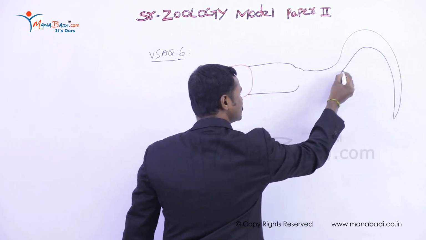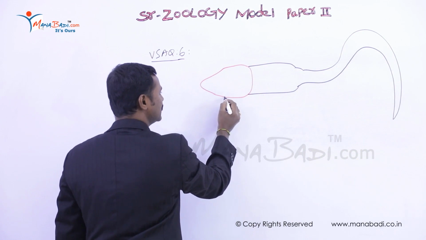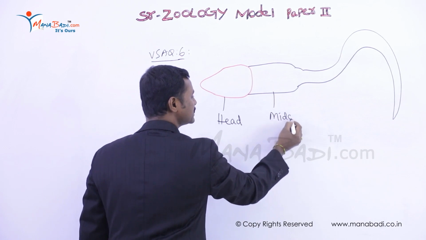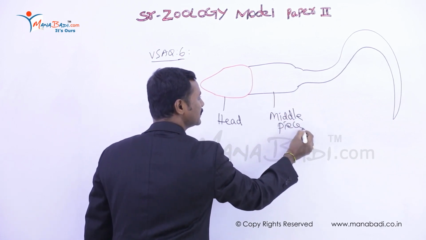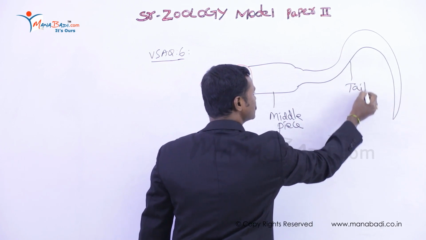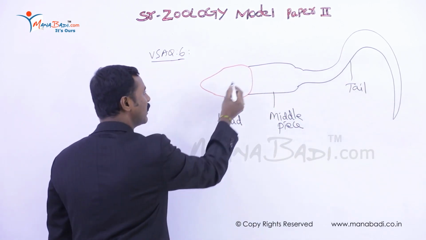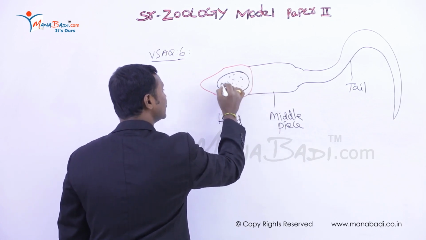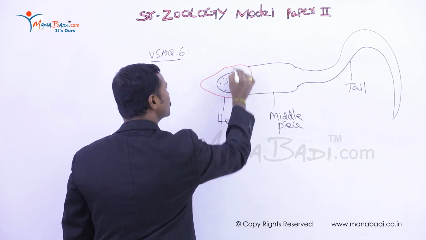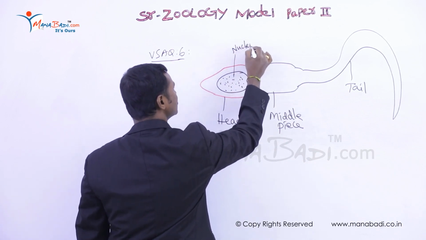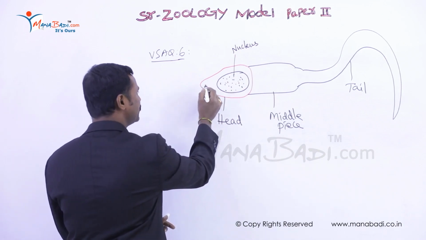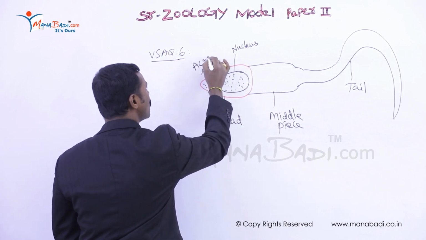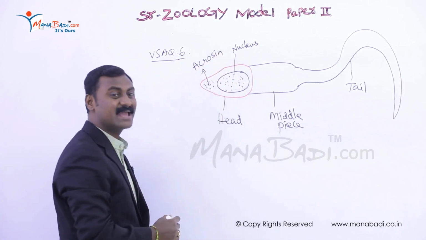In this diagram, this region is called the head region, this region is called the middle piece, and the third region is the tail. So like that you have to draw the outline. What you have to mention: in the head region there is a nucleus, a haploid nucleus is present, so you must mention the nucleus. And at the tip there is the acrosome, with the acrosin enzyme.